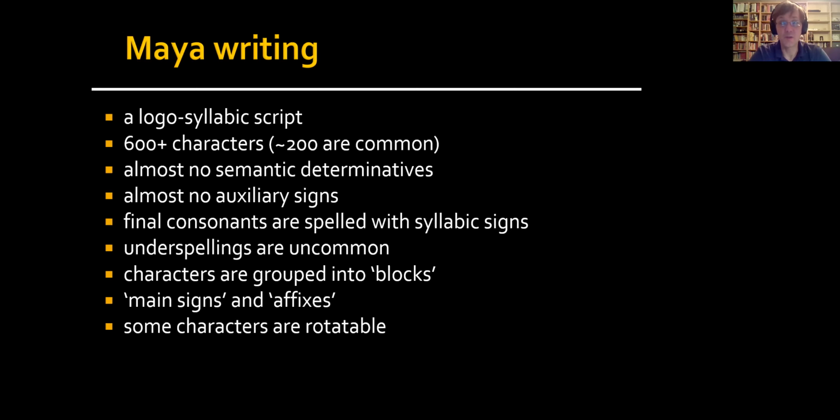Final consonants are spelled with syllabic signs, so some vowels are not supposed to be pronounced. And such spellings are uncommon, but they still happen. When you write, you group characters into blocks, and each block has a sort of uppercase main sign and a bunch of lowercase signs around it, rather than just arranging things in a linear way. We're going to see how it looks today. And then some characters are rotatable, but not all, fortunately, just about 100 or so.